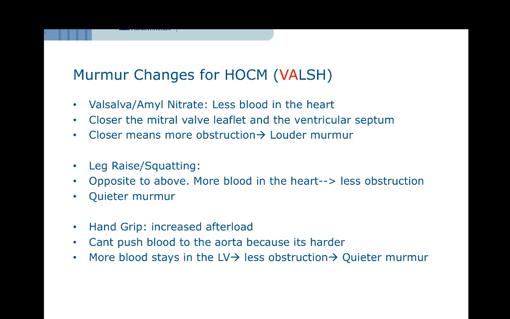So the mnemonic that I gave you is called Walsh. I highlighted the first two, V and A, which are Valsalva and amyl nitrate. They will increase the murmur intensity. LSH, which is leg raise, squatting, and hand grip, will decrease the murmur intensity. So how does that happen?